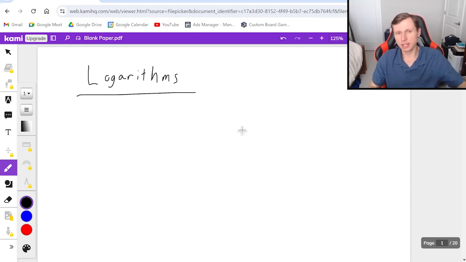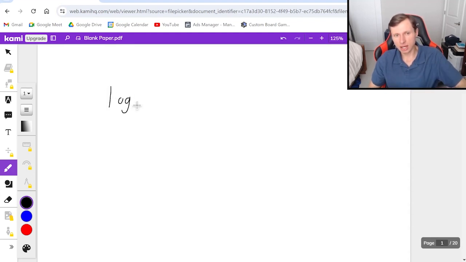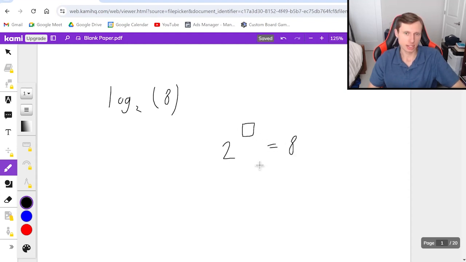So to show you what I mean, I'm just going to go straight into some examples. So let's say we have log base 2 of 8. That's how we read it. Log base 2 of 8. And the way we solve this is we play a little game. And the game is 2 raised to what power equals 8. And so in case you don't know this, the answer is 3, because 2 cubed equals 8. And so that's what the answer is. The answer is 3. And that's generally how we solve any logarithm.